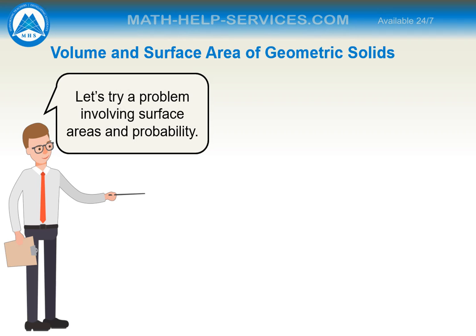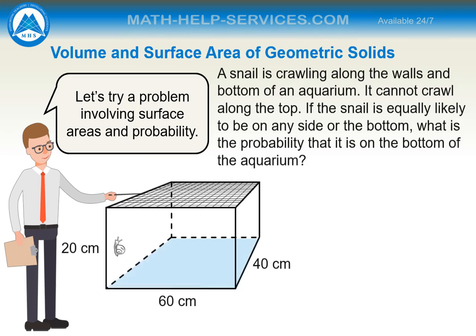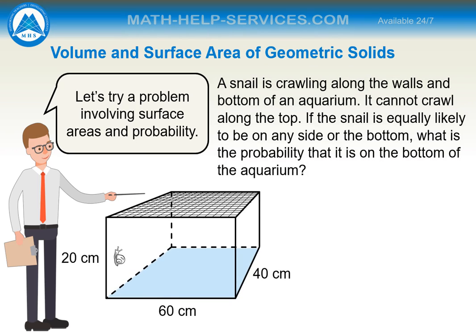Let's try a problem involving surface areas and probability. A snail is crawling along the walls and bottom of an aquarium. It cannot crawl along the top. If the snail is equally likely to be on any side or the bottom, what is the probability that it is on the bottom of the aquarium?